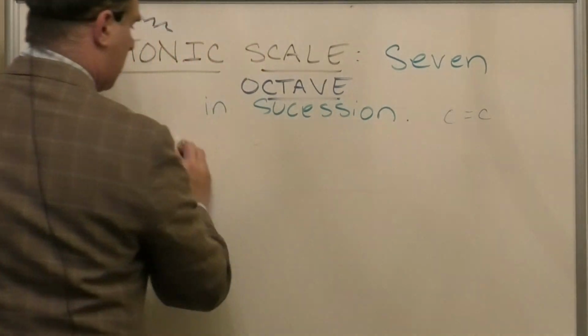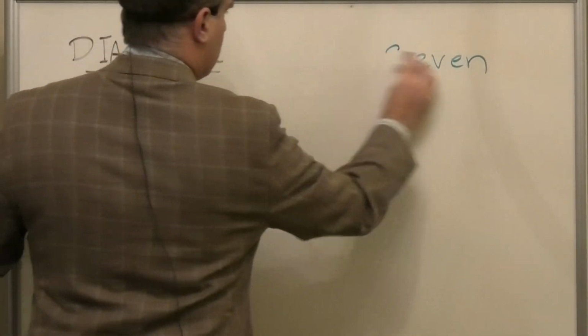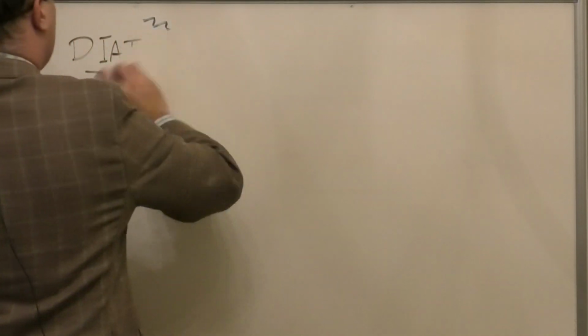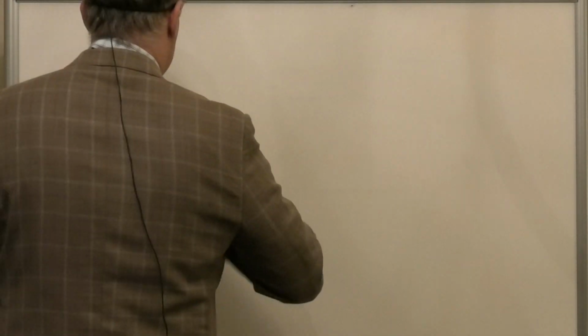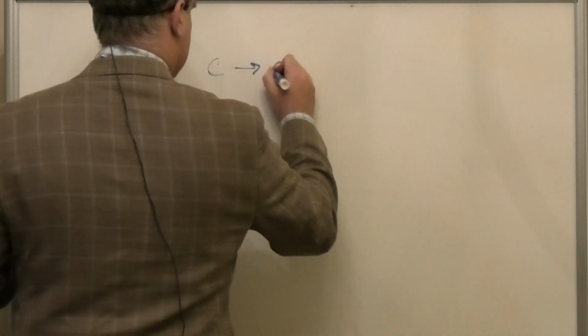There's another way to talk about scales, and that's chromatic. We're not going to look at chromatic right now, but chromatic is when you go through all the notes. That's a 12-note scale, chromatic scale. A diatonic scale is 7 notes. So from C to C is an octave.